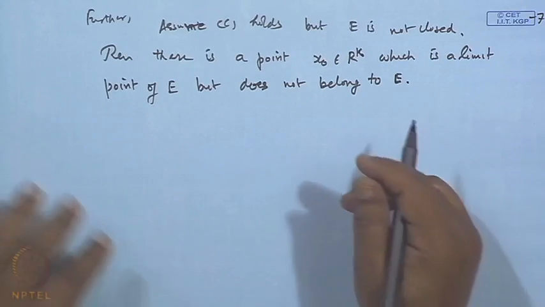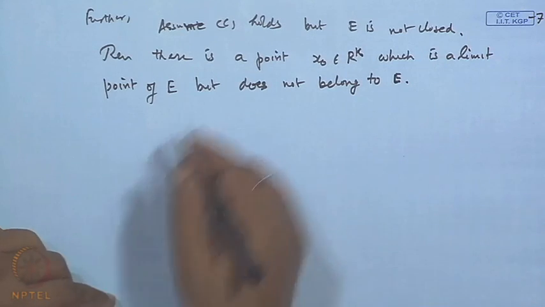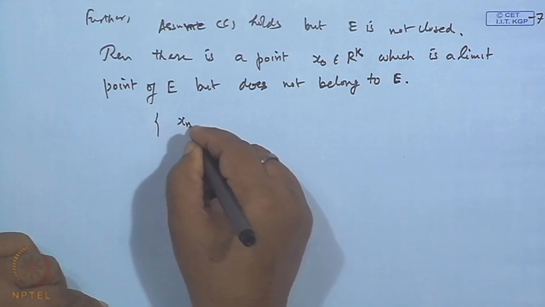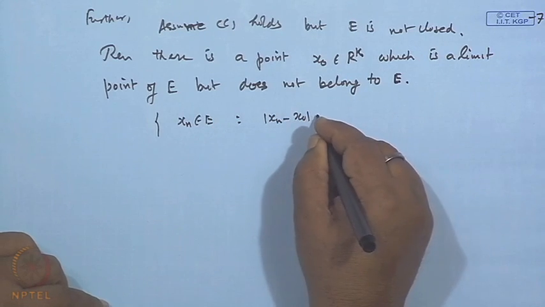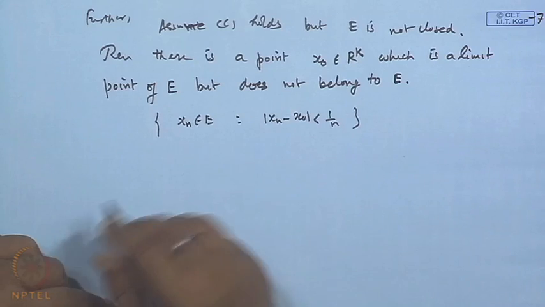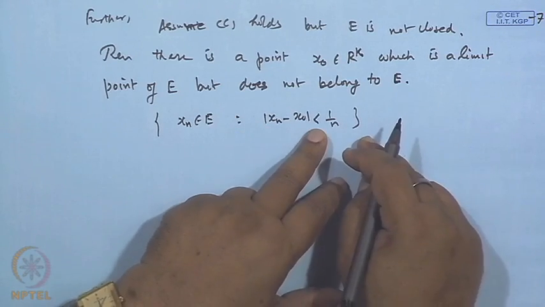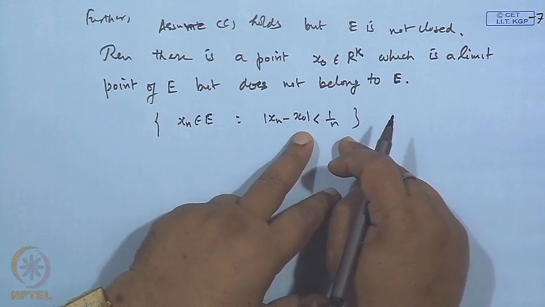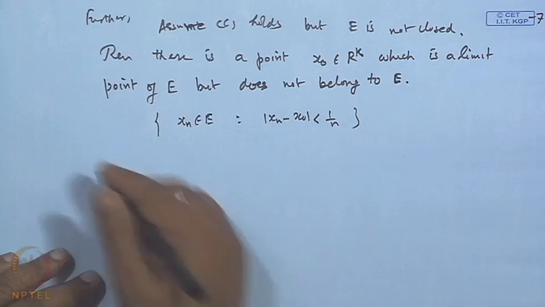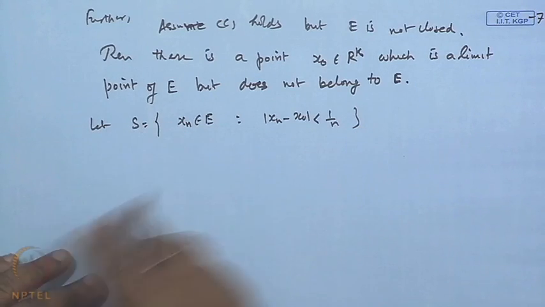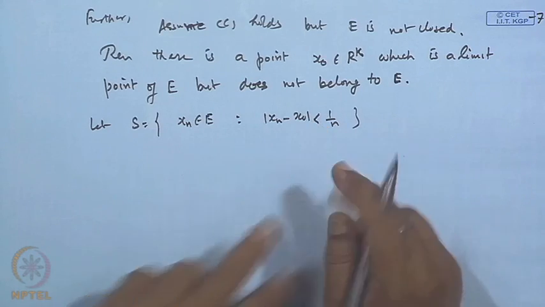So, we can get a sequence of points x n in E such that the modulus of x n minus x naught is less than 1 by n. This collection will be there, is it not? So the set of all points of E which satisfy this, a sequence will be obtained. Now, let S be the set of those points which satisfy this condition.